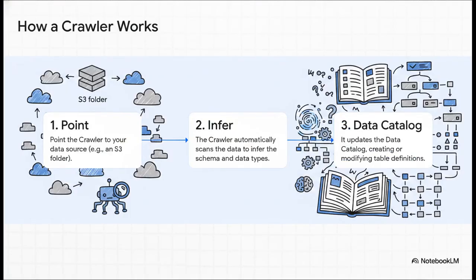A crawler's job is just brilliantly simple. It's a three-step dance. One, you just point it at your data, say a folder full of files in S3. Two, the crawler goes in, scans everything, and automatically figures out the schema. What are the column names? Are they strings, integers, dates, you name it? And three, boom. It takes everything it learned and populates or updates your data catalog. It just automates what is easily one of the most boring parts of being a data engineer.